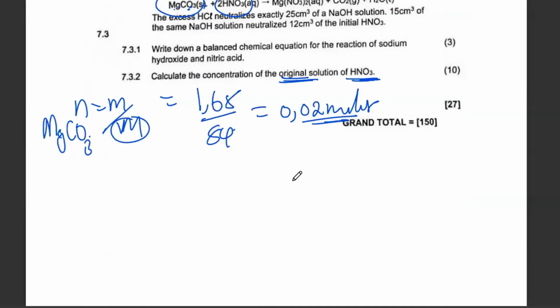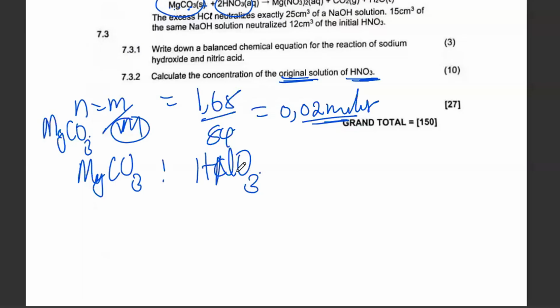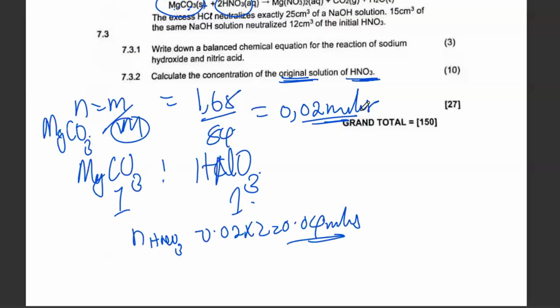Okay, now since I know that, I can go to the mole ratio of magnesium carbonate to nitric acid, which is 1 to 2. Meaning that the number of moles of nitric acid is going to be equal to 0,02 times 2, which gives me 0,04 moles. So yes, now since I know the number of moles, let me draw a line here.